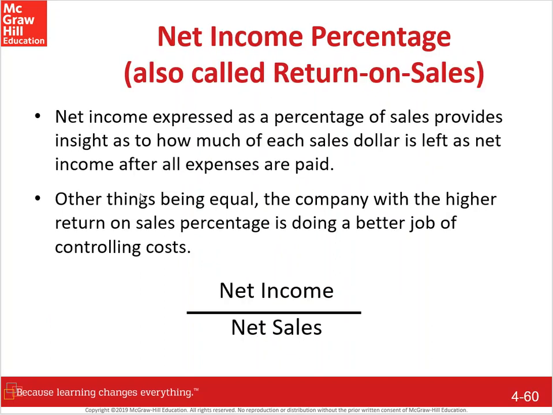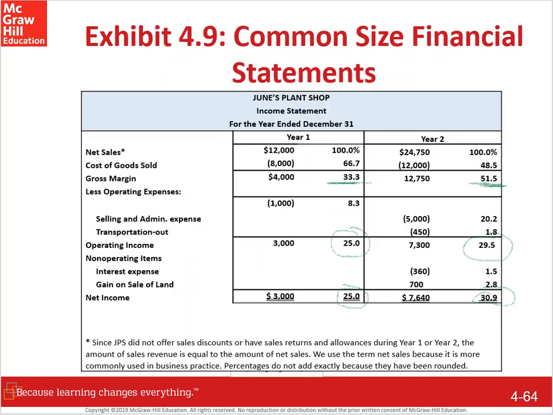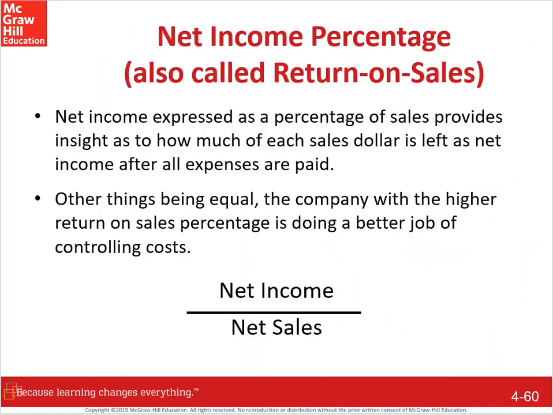Then we have our net income percentage, also called return on sales. Going back, your net income percentage is this one down here. So you're taking your net income divided by your net sales, your bottom line divided by your top line. So 3,000 bottom line divided by 12,000 top line, that's 25%. Or 7,640 bottom line divided by top line net sales comes out to 30.9%.